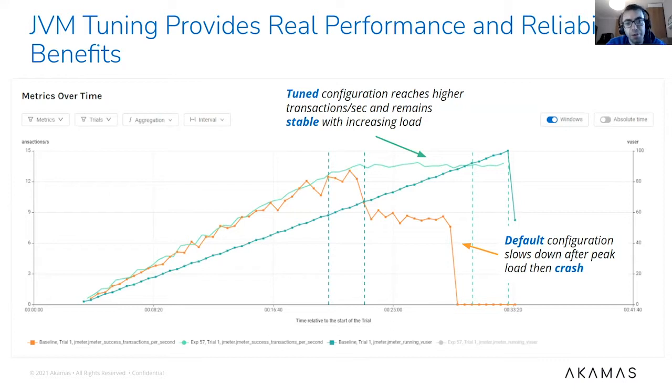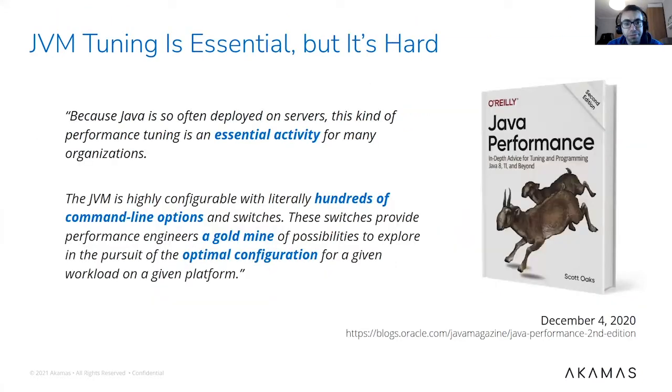But besides performance, JVM tuning is also important to ensure service reliability. As you can see in this example, JVM tuning significantly impacts the ability of a Java service to sustain peak traffic levels without service disruptions, while the default configuration actually slowed down under peak load and then crashed.